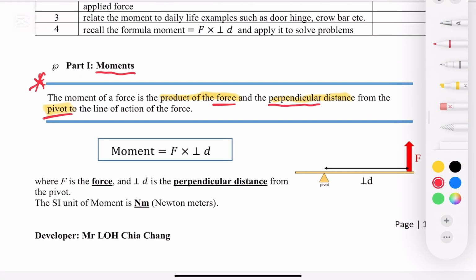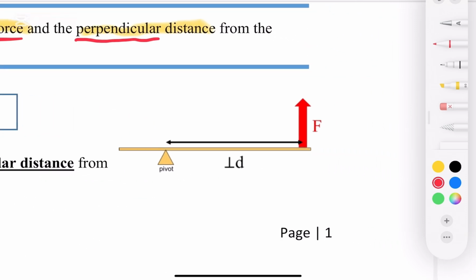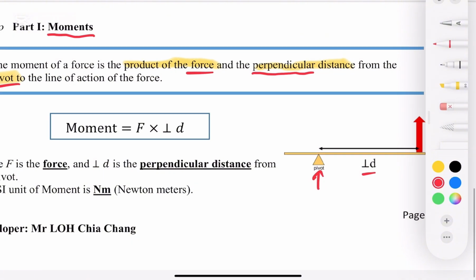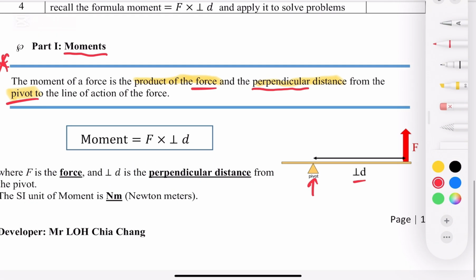Okay, so let me start off with this very simple example over here. You have a rod and it is placed on a pivot over here. You have a force F acting upwards, and the force is at a perpendicular distance away from the pivot. So the moment created by this force is the product of the force itself and the perpendicular distance. We'll see more complicated examples later, but for now this is it.